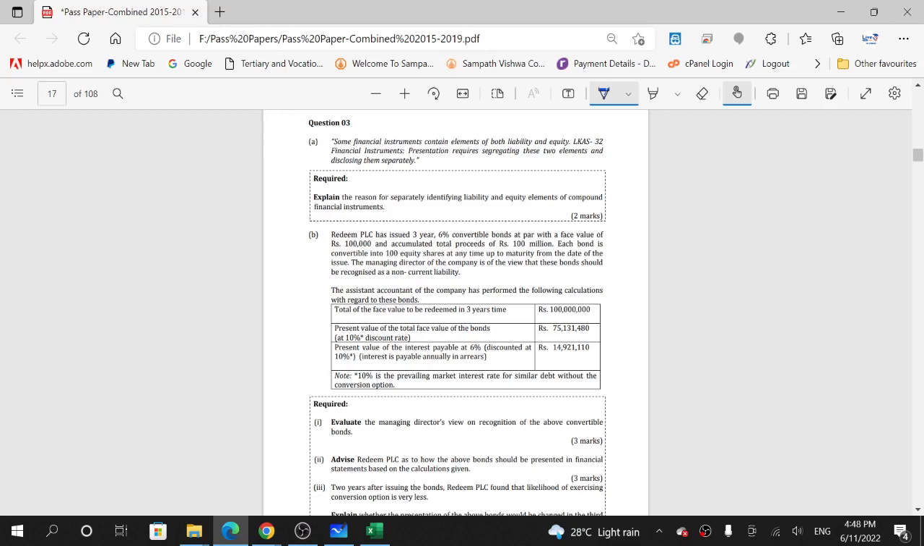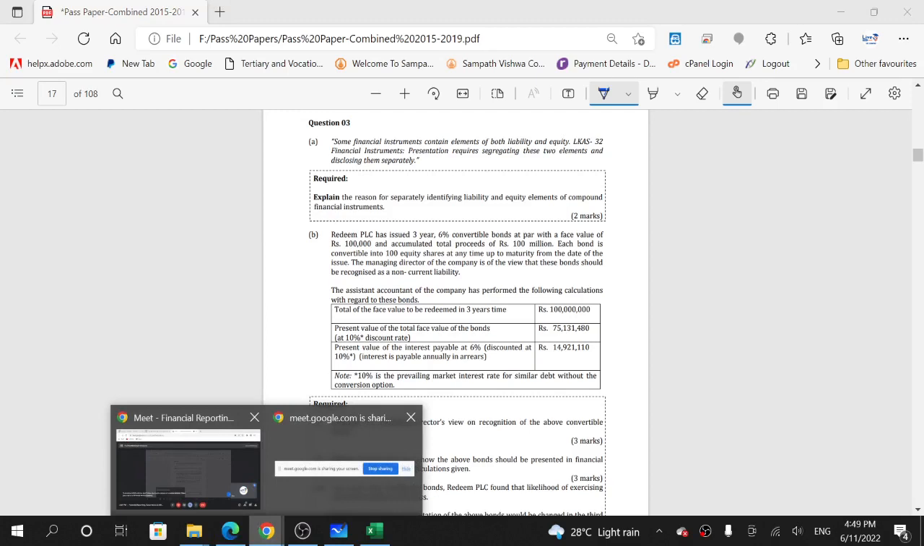separately. The liability portion you should calculate using the present value of the future cash flows, and using the residual approach you need to calculate the difference as the equity component. So as per the standard requirement, the director's view is wrong, which you cannot agree with. So you can't agree with that.